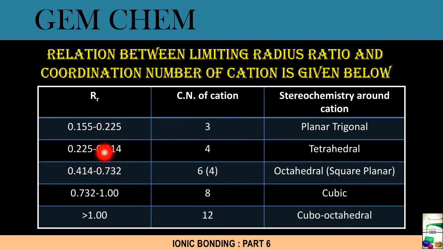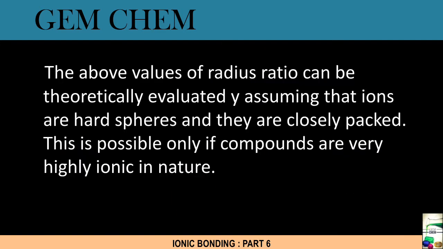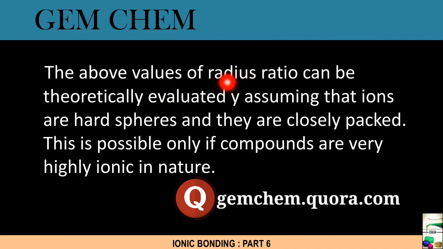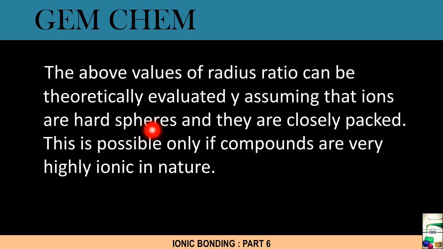Now if we are considering the radius ratio between 0.732 to 1, then the coordination number will be 8, and it will show a cubic structure. Greater than 1 will show a coordination number of 12, which has a stereochemistry of cubo-octahedral, right? Now these values of the radius ratio can be theoretically evaluated by assuming that the ions are hard spheres and they are closely packed. This is possible only if the compounds are very highly ionic in nature, and this term is important, that is, the compound should be highly ionic in nature, right?